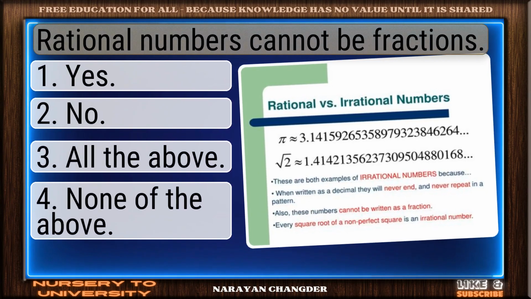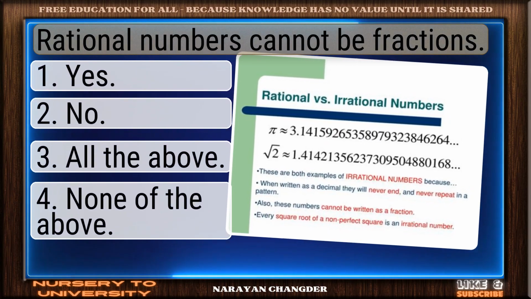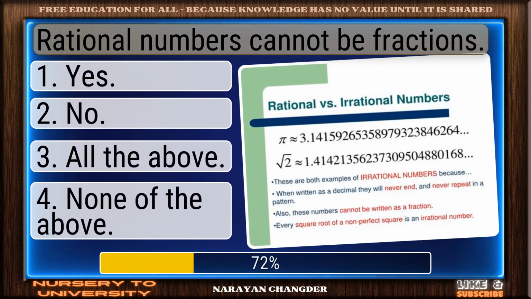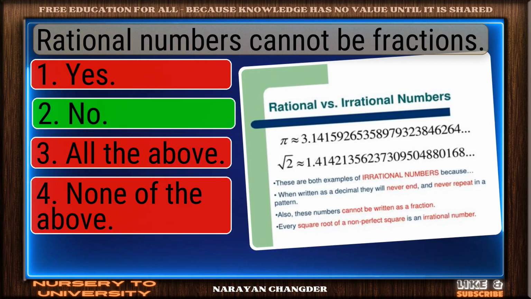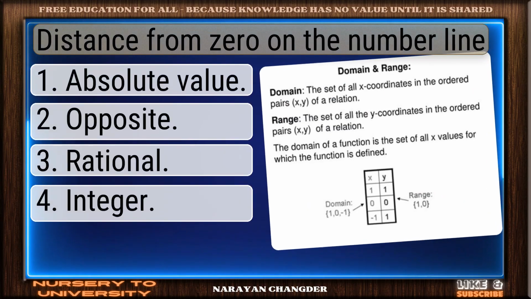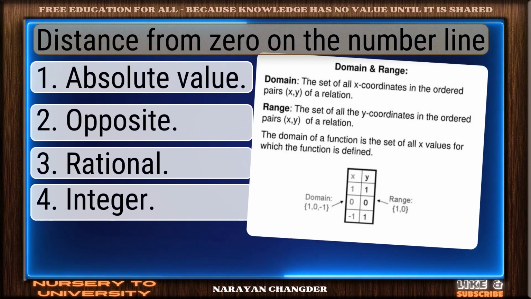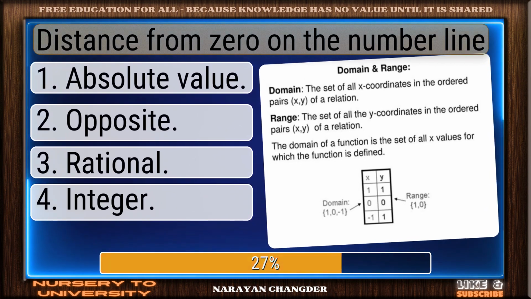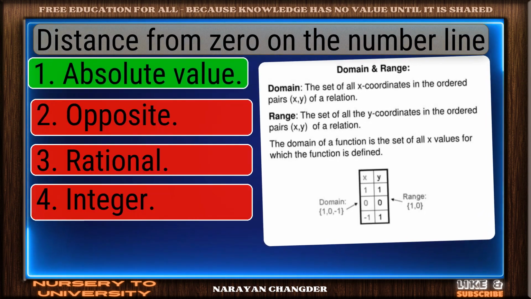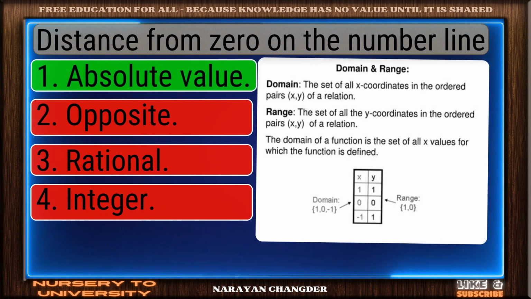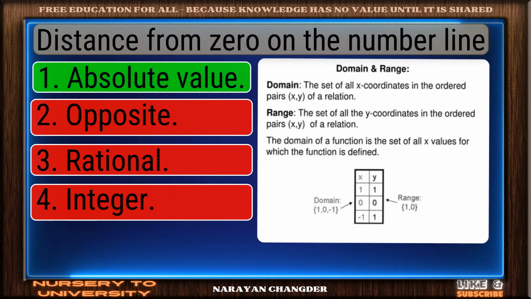Question number 62. Rational numbers cannot be fractions. Bravo. No is the answer. Question number 63. Distance from 0 on the number line. Excellent choice. Absolute value is the right answer.